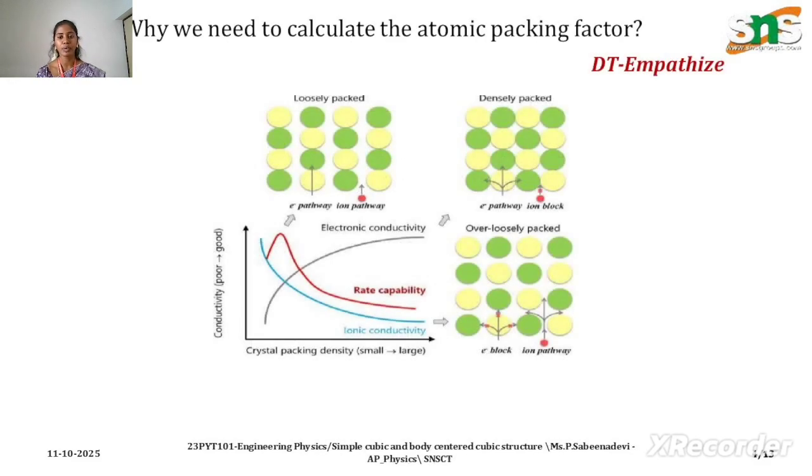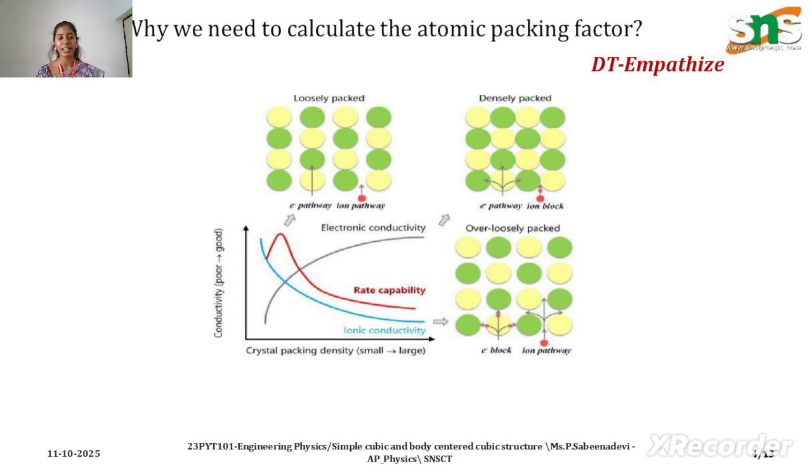So why do we need to calculate atomic packing factor? We calculate it to understand how efficiently atoms are packed in the crystal structure. It helps in comparing crystal structures. APF shows which structure packs atoms more tightly, that is, how tightly the atoms are packed together. So it is used to compare the structures.